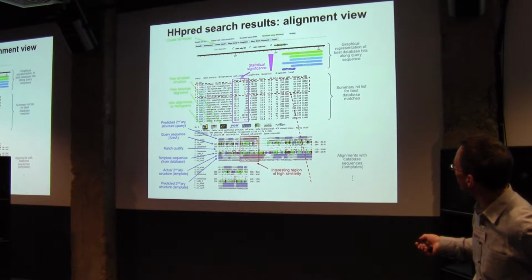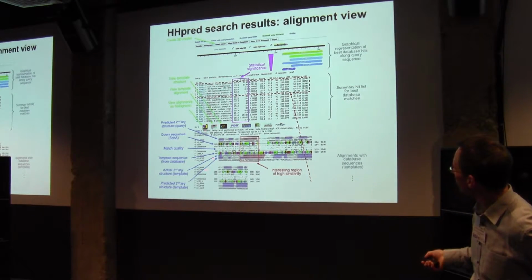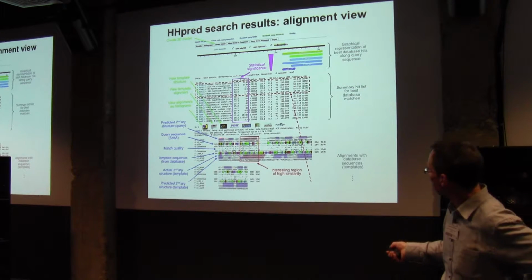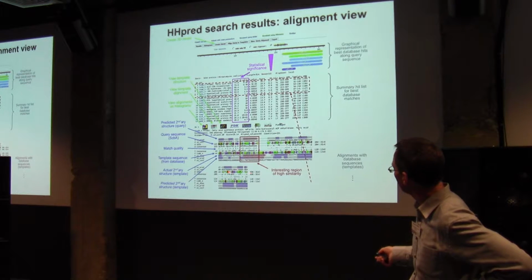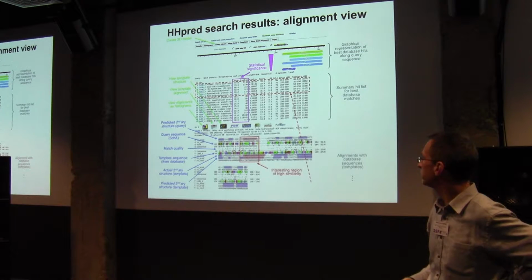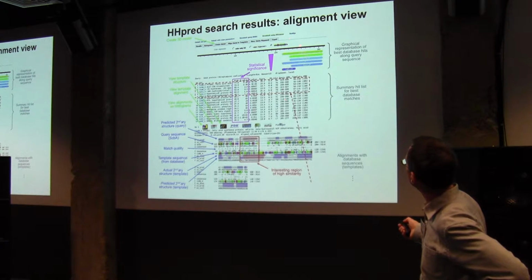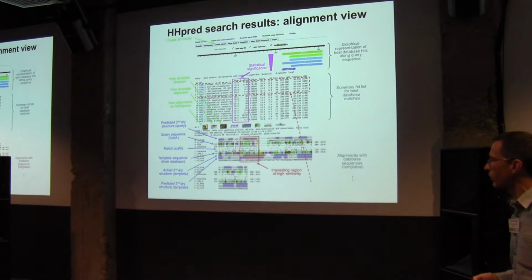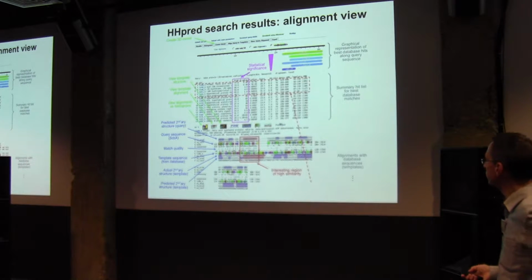Here you have a summary of the most important hits, and then come all the alignments. For each of those lines there's one alignment, and the upper part always shows you the query sequence, or actually the query profile, and the lower part shows you the hit in the database. There's a lot of information that you can access through a help button in the upper right corner. I think it's quite well explained, and I don't need to go into any detail here.